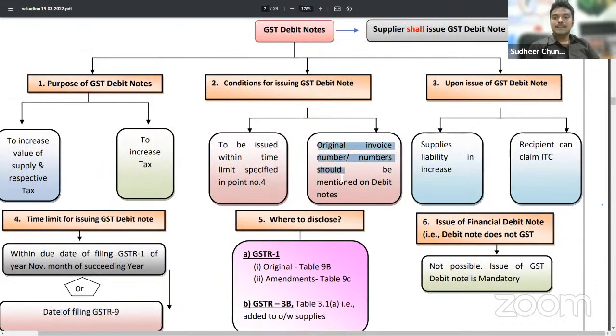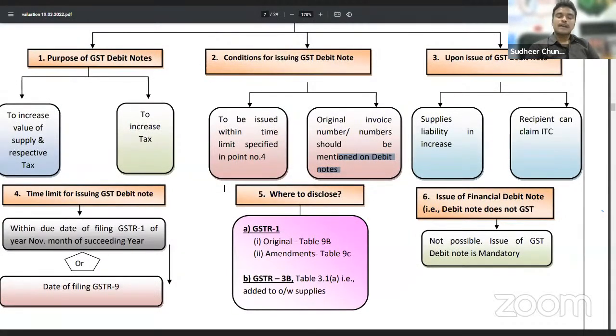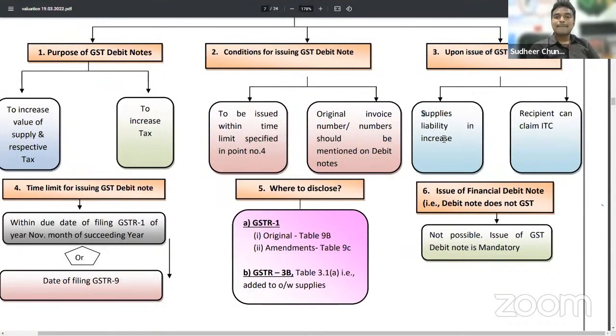The original invoice number should be mentioned on the debit note. But now the consolidated debit note concept has come into existence. A consolidated debit note can be issued even though you couldn't work out invoice-wise. Upon issue of a debit note, the supplier's liability will increase. To reduce the taxes, we issue a credit note. To increase the taxes, we issue a debit note. Automatically, the recipient can avail it as ITC.